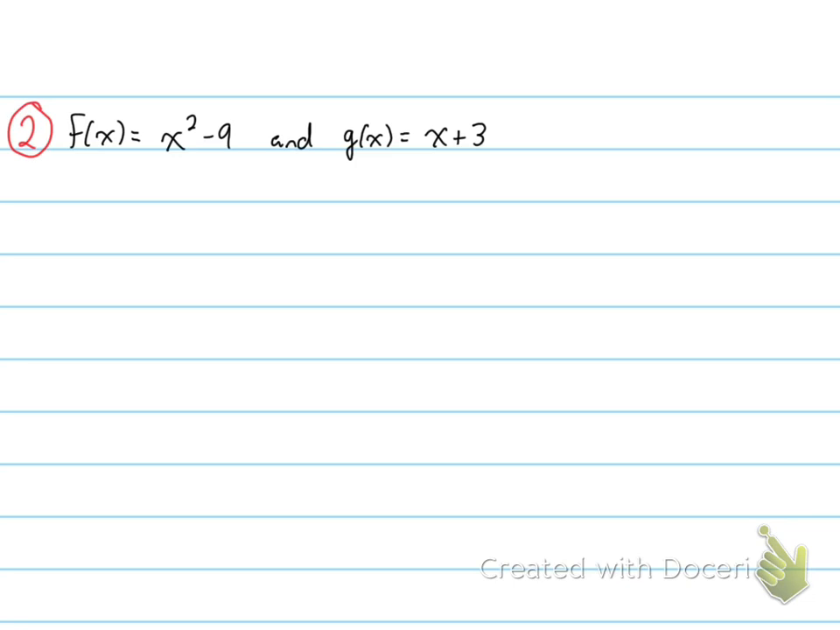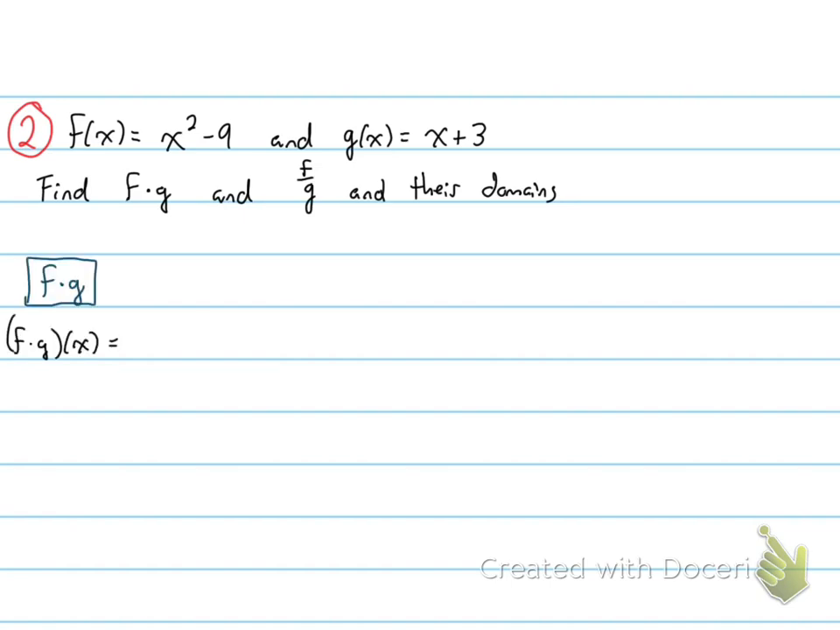Now let's look at some different examples. I have f of x is x squared minus 9 and g of x is x plus 3. I want to figure out f times g and f over g, and then finally their domains. F times g, kind of same as the other problems, I just multiply those two functions together.